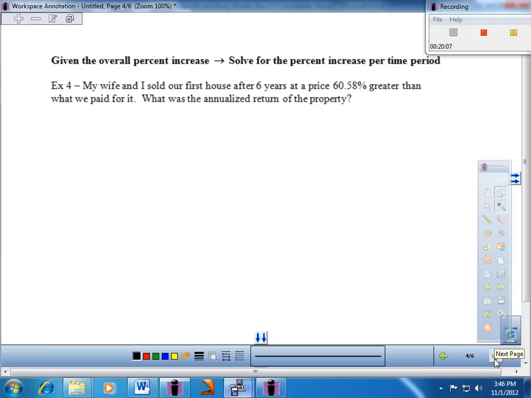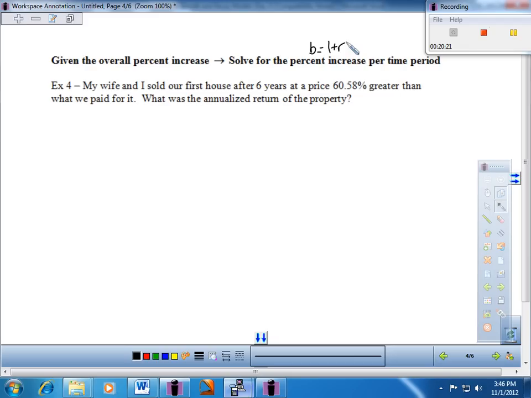Now let's switch it. Another variation would be, what if I give you the overall percent increase? Could you solve for the percent increase per time period? There it is, everyone. Here's what I'm looking for. Now I actually want the B. So percent increase per time period is that B value.